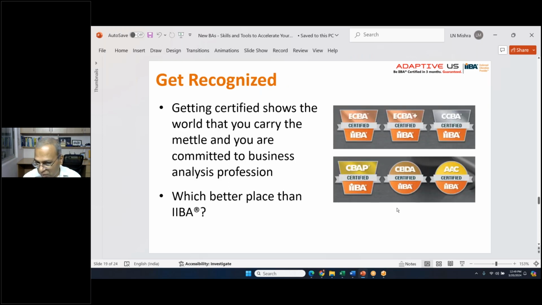Okay, and as I said before, as a BA, it always makes sense to get branded. And trust me, a branded product gets anywhere between 30% to 300% premium. So if you become a branded business analyst, you can also ask for such a premium. And we have seen our students getting it. It's nothing unbelievable or anything like that.